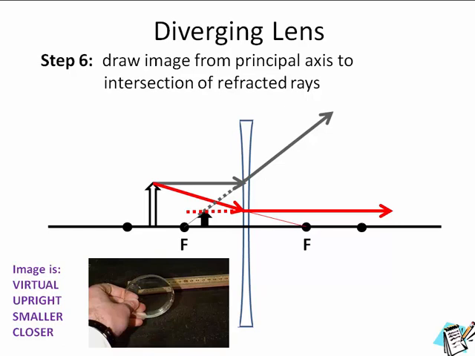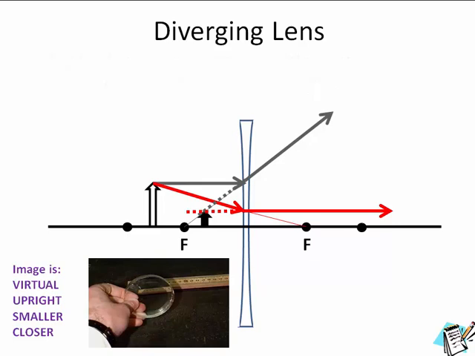This picture shows the image you get from a diverging lens. It's a really clear image, just shrunk down. To recap your steps: parallel in through the focal point out, through the focal point in, parallel out, dash back to intersect. And that's it for ray diagrams. Go practice.